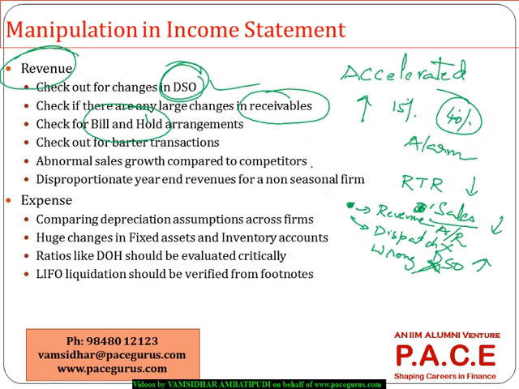So all these kind of things where you have booked them as revenues, but you have not received anything, especially if these kind of things come towards the end of the year. For a non-seasonal kind of a firm, these are some of the things that need to be evaluated quite in depth. And the companies sometimes may get into barter transactions to manipulate the revenues and show abnormal sales growth compared to the competitors. All these numbers have to be critically observed by the analyst to identify the possible manipulations in the financial statement.